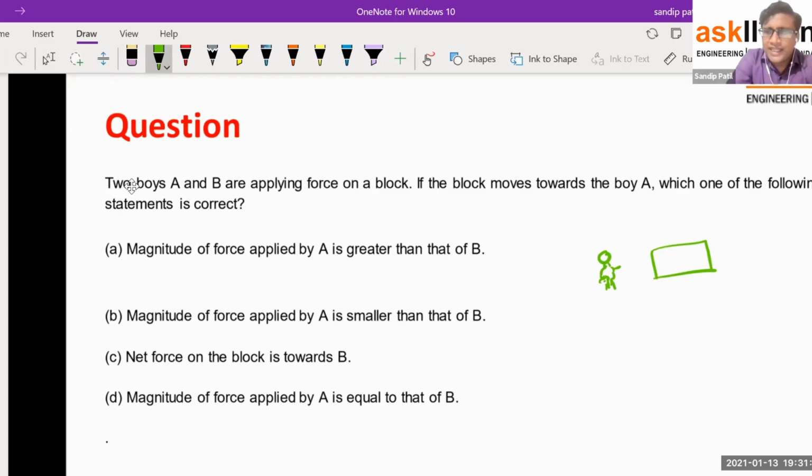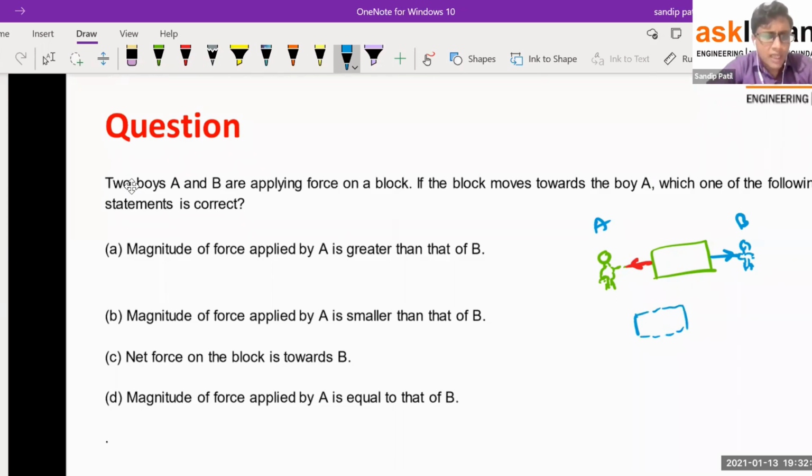Right. Consider he is pulling this block. Let's attach some string here. They haven't said whether they are pulling or pushing. Now just consider this boy is pulling and there is another boy here. And this boy is also pulling this here. Okay, so both are applying forces. They are saying the block moves towards boy A. So this is our A boy, this is B boy. The block moves here. What will be the correct explanation from the options?